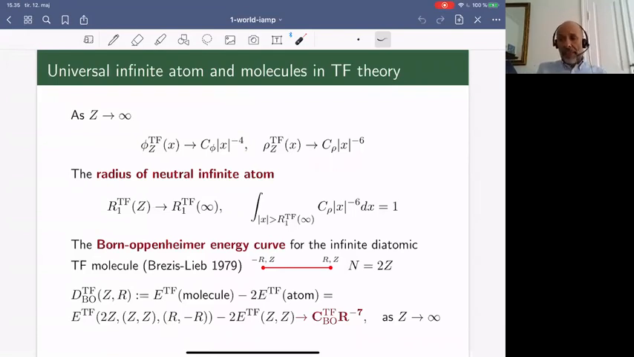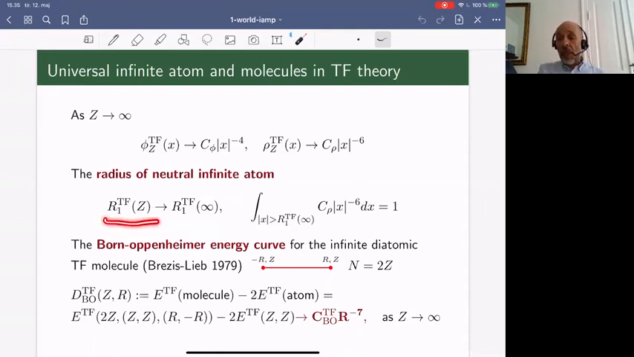But the radius of this neutral infinite atom, the thing I called R1, R1 TF infinity, is exactly the radius such that when I integrate outside, I get 1. That's how I define the radius. And the radius for the atoms with finite z will converge to the radius corresponding to the infinite atom. It will even grow monotonically up to this.